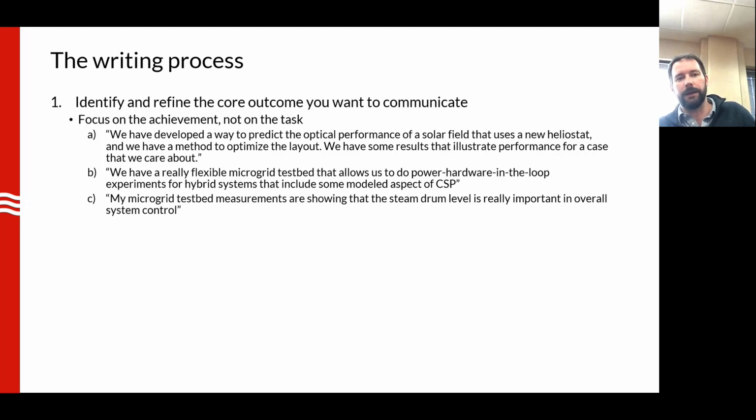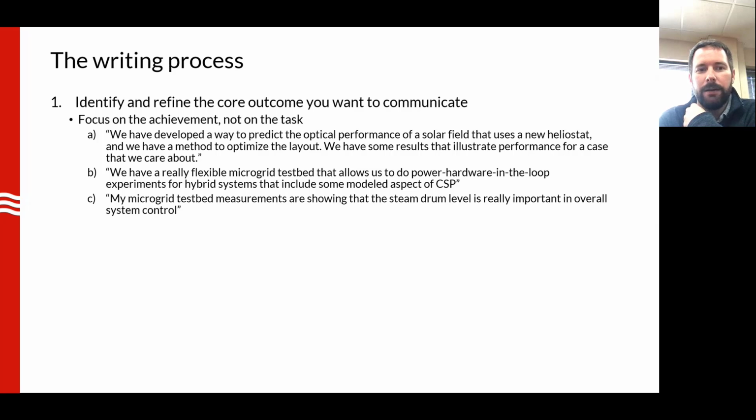So it'd be something like, for example, these are just three that kind of occurred to me. We've developed a way to predict the optical performance of a solar field that uses a new heliostat, and we have a method to optimize the layout. We have some results that illustrate performance for a case that we care about, right? That is kind of a core outcome of the research. So Sammy, this was using you as an example.